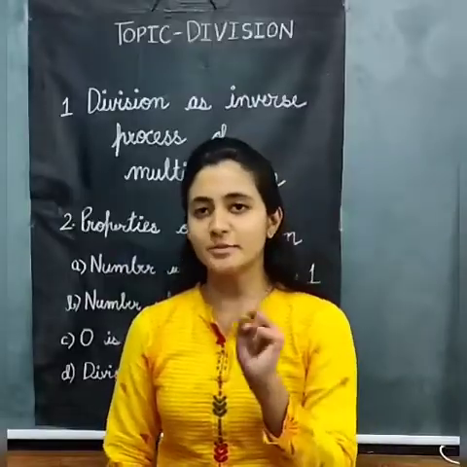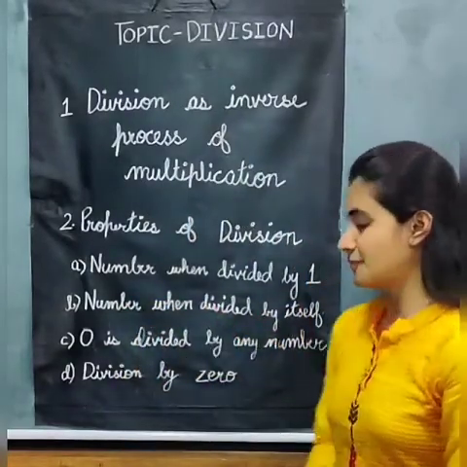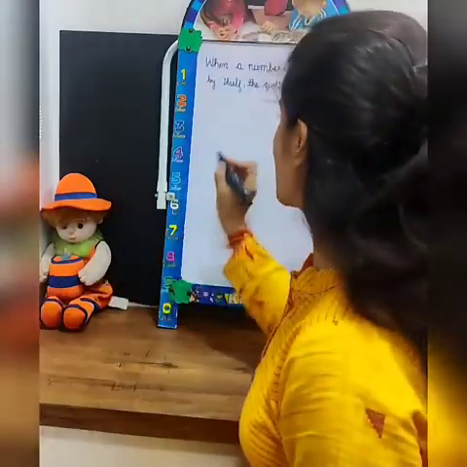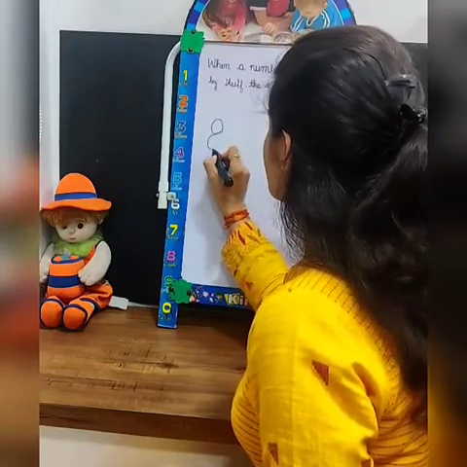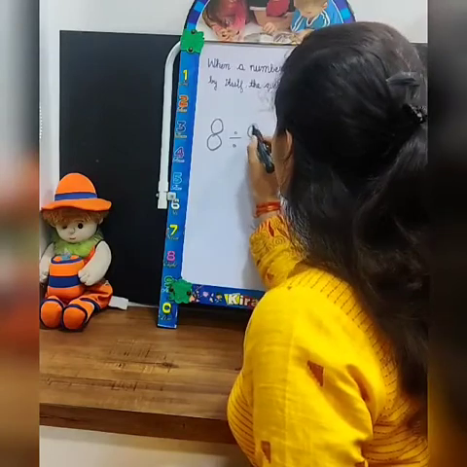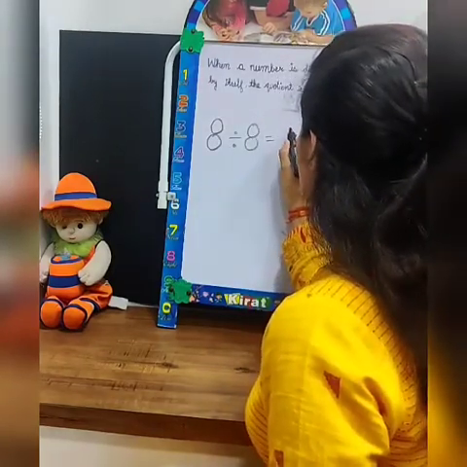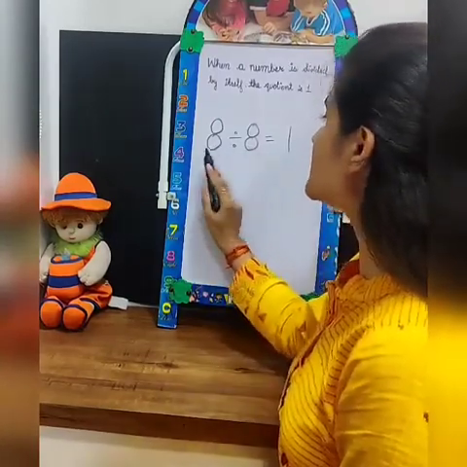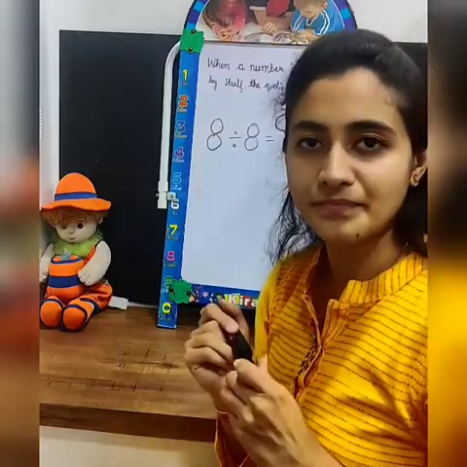Let us do second property. Number when divided by itself. Now let us do the second property with an example. Suppose if we divide 8 by the same number 8, we get the answer as 1. Always remember that when 2 same numbers are divided, we get the answer as 1.